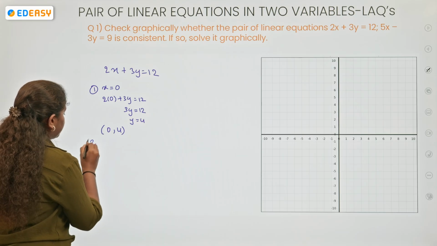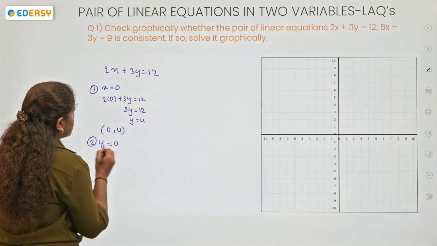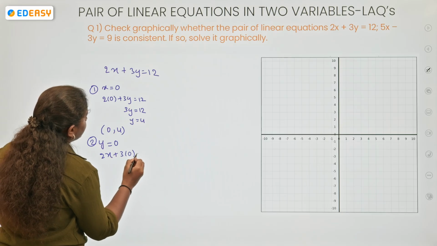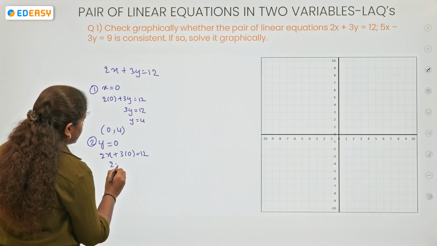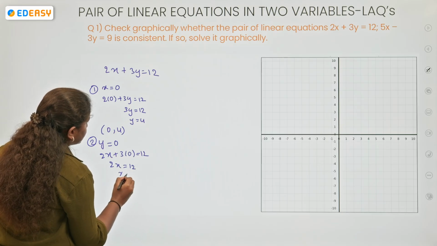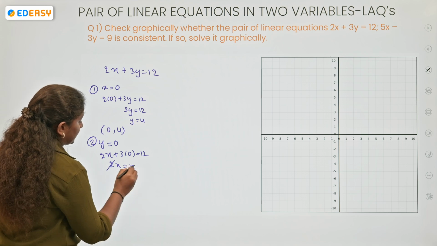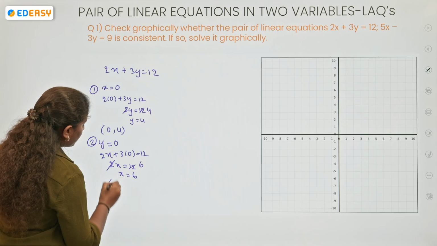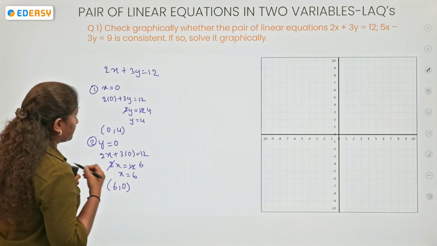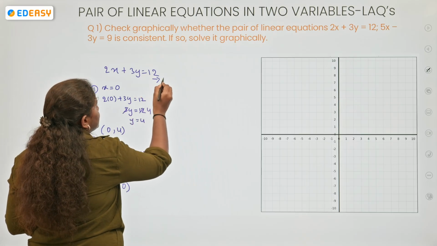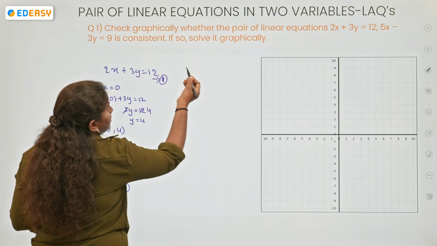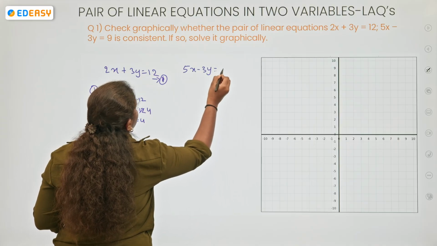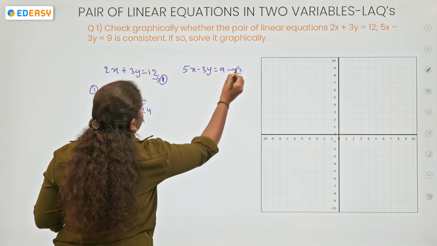And coming to the second one, put y equals 0. So, 2x plus 3 into 0 equals 12. It means 2x equals 12 and x equals 6. 2 will cancel 12 six times and 3 will cancel 12 four times. So we got another point as (6, 0). Now coming to your second equation. So this is your first equation. The second equation they gave is 5x minus 3y equals 9. This is your second equation, right?